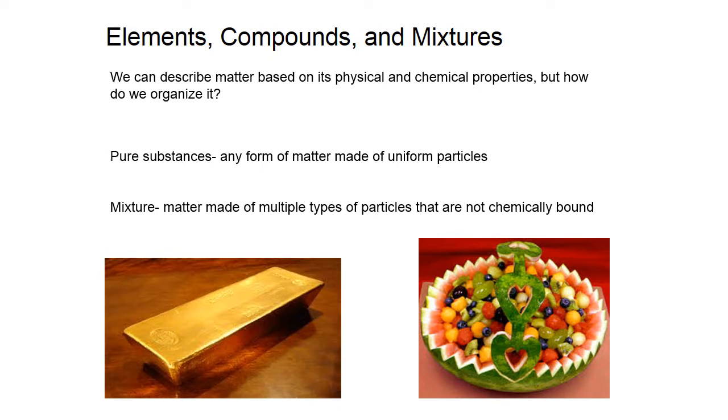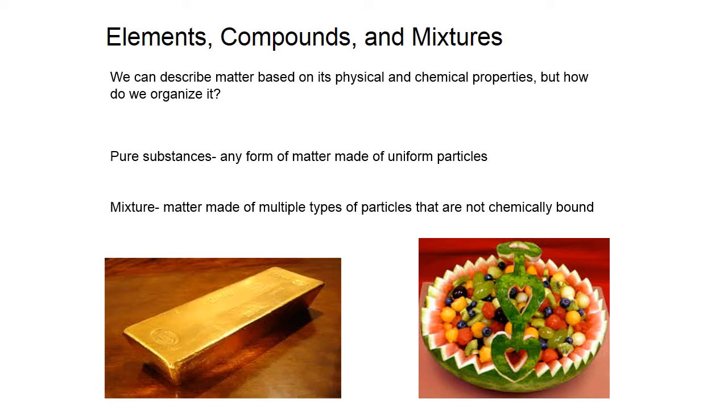Pure substances are any form of matter made of uniform particles, meaning that every particle in it is the same. Mixtures are made of multiple types of particles that are not chemically bonded together. An example of a pure substance would be a brick of gold or a balloon full of helium. Every particle in the brick is a gold particle. Every particle in the balloon is helium.